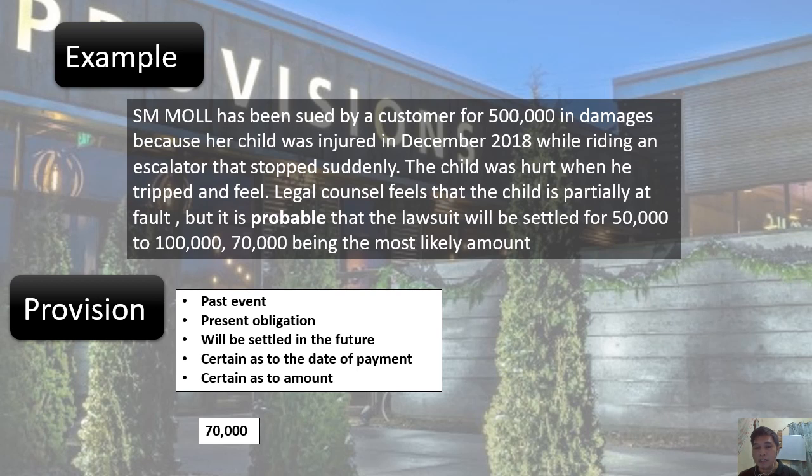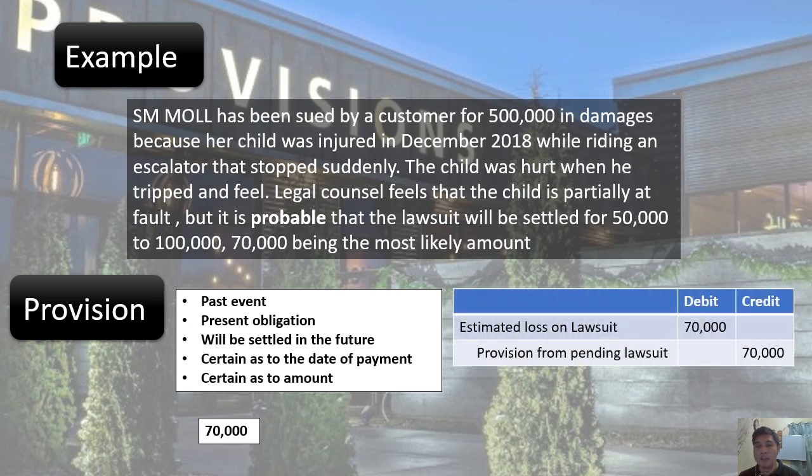So what will be the journal entry? Our journal entry should look like this. You just debit the estimated loss on lawsuit, which will be part of the statement of comprehensive income. Then credit the provision for pending lawsuit, which is part of our liability account. The amount to be recorded should be 70,000 pesos, which is the best estimate based on our legal counsel.